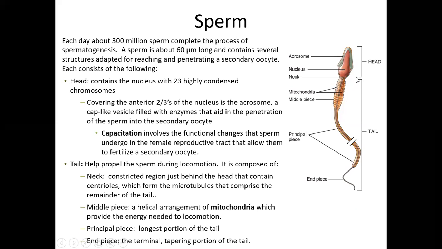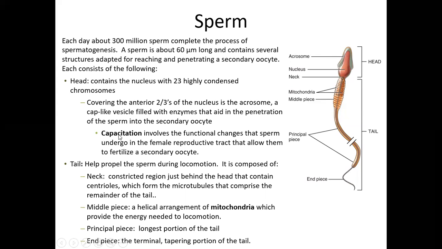Two major parts exist to a sperm. The head is where the nucleus is, meaning that's where the 23 highly condensed chromosomes are located. Covering the anterior two-thirds of that nucleus is a structure that plows into and burrows into the egg. That's called the acrosome. It is full of enzymes that are released to help penetrate the egg, so it helps burrow in there and performs what we call extracellular digestion.